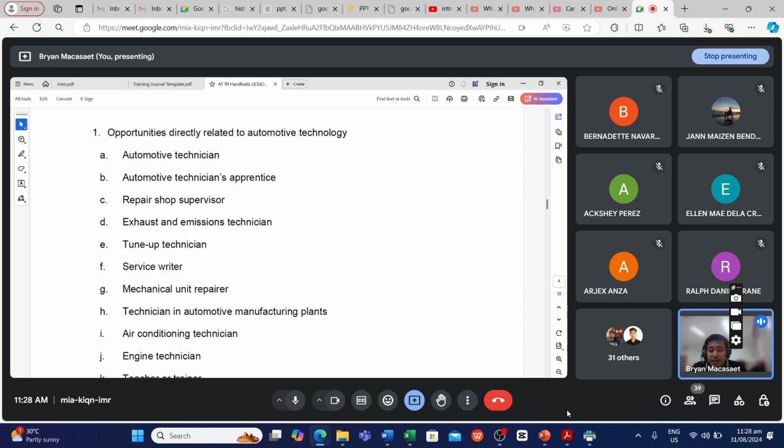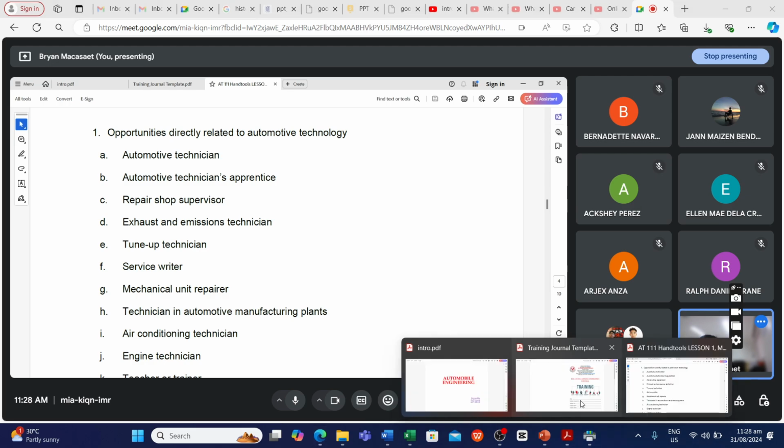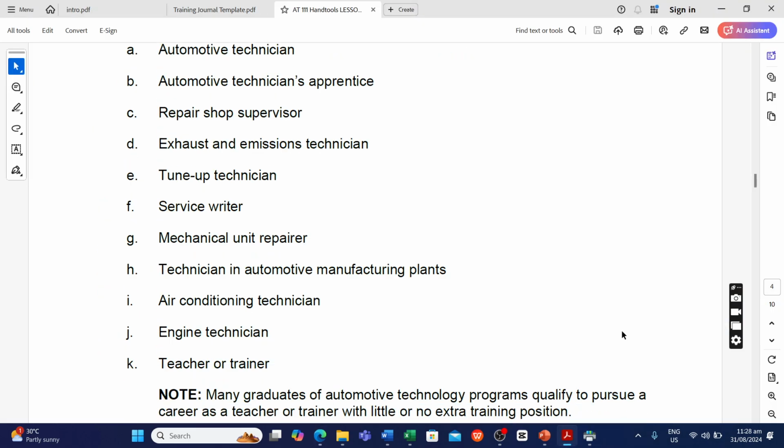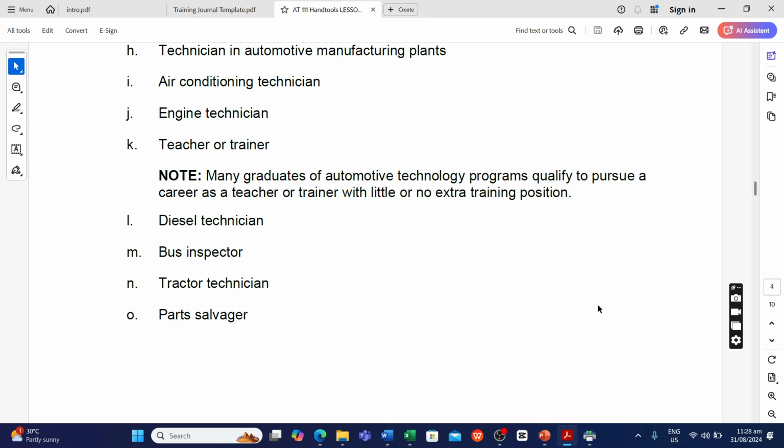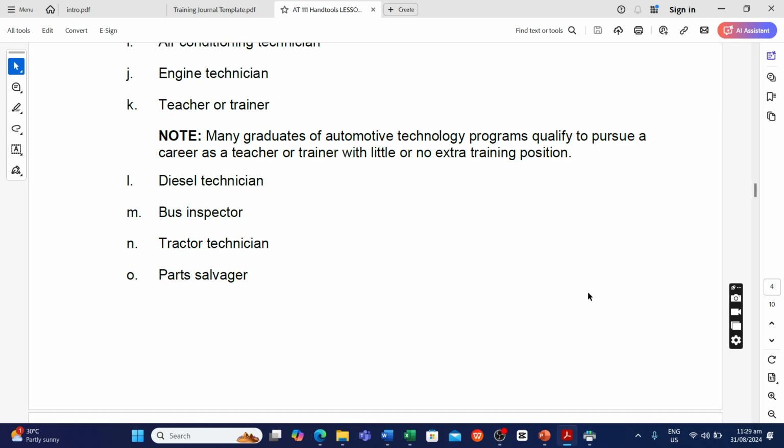Letter F, service writer. Letter G, we have mechanical unit repairer. Letter H, we have technician in automotive manufacturing plants. Letter I, we have the air conditioning technician. Syempre yun yung nagagawa ng aircon, air conditioning. Engine technician. Letter K, we have the teacher or trainer. Kagaya namin, teacher or trainer kami. So many graduates of automotive technology programs qualify to pursue a career as a teacher or trainer with little or no extra training. Letter L, we have diesel technician.